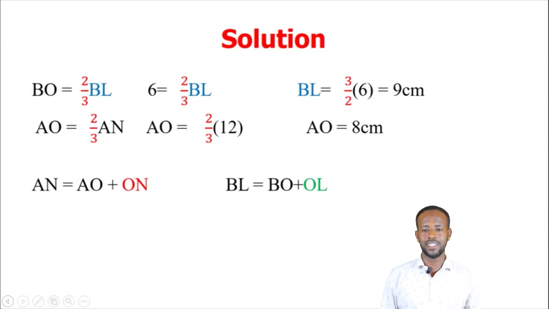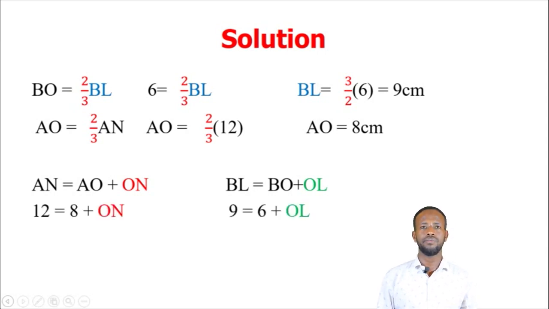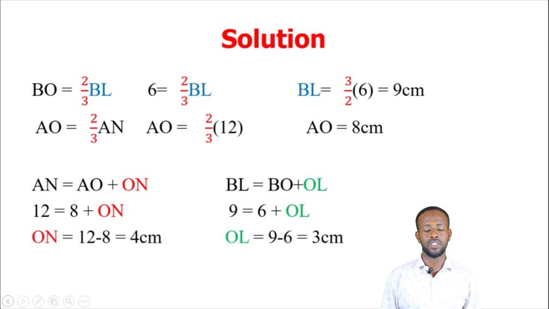So we can find easily. We can say AN is equal to 12, which is equal to 8 plus ON. So we can find ON as what? As 4. BL is equal to BO plus OL. 9 is equal to 6 plus OL. So OL now is 3. So this is the solution.